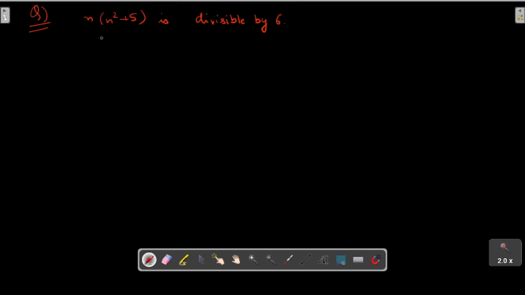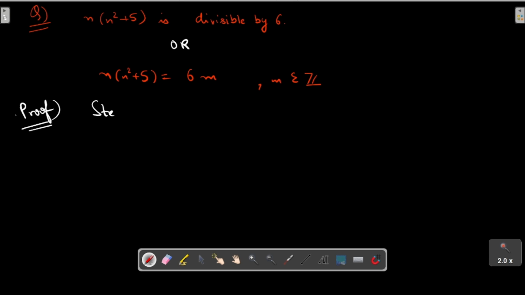...says n times n square plus 5 is divisible by 6. So I will rewrite this question: n times (n square plus 5) is equal to 6m, where m belongs to integers, right? So let's begin.